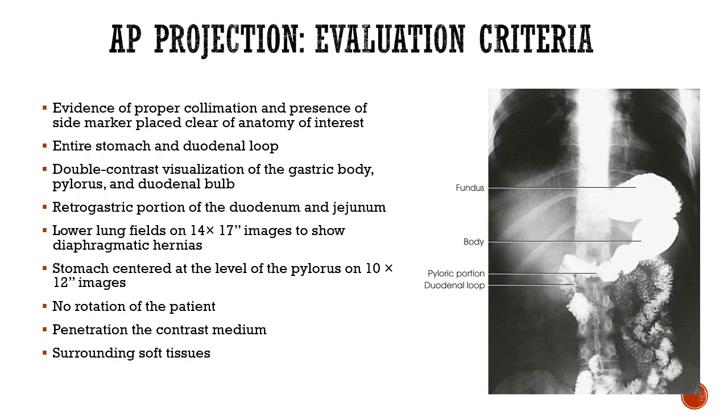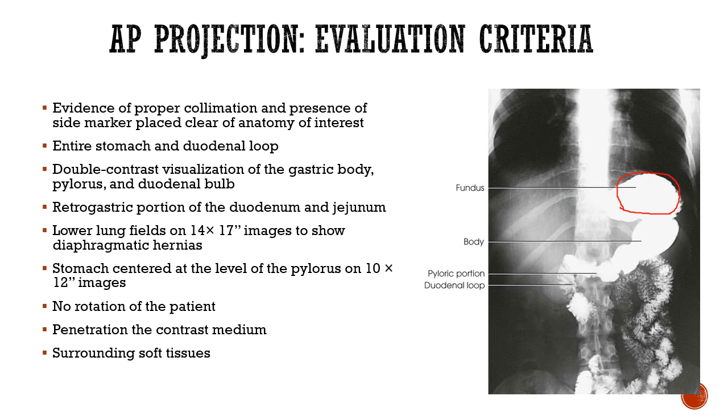So you can see in the image shown here that the fundus of the stomach is filled with barium, as we talked about. We want to see the entire stomach and the duodenal loop. We want to see the double contrast visualization of the gastric body, pylorus, and the duodenal bulb. We want to see the retrogastric portion of the duodenum and jejunum.